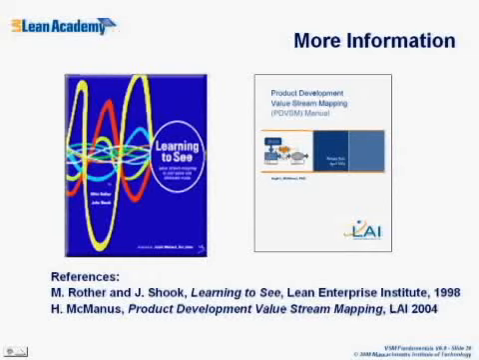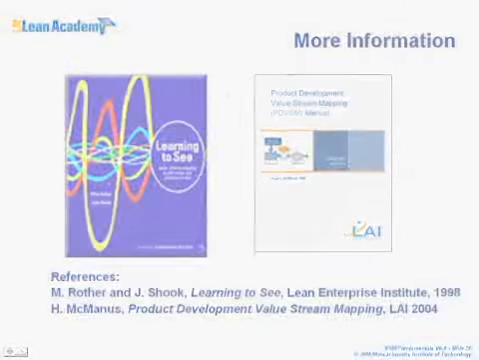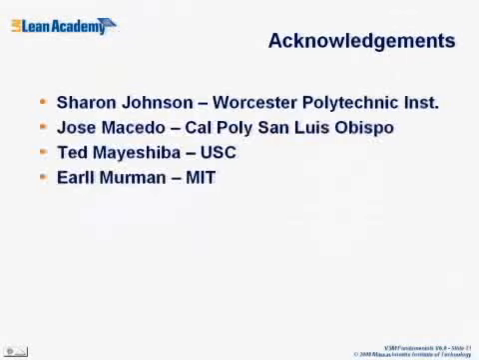Okay, if you want to get more information on this, there's a book called Learning to See that really lays this whole thing out. This is really for factory-type operations like we saw at New Balance. Hugh McManus has created a version of that for engineering, for what we call product development. Okay, so that's the value stream mapping module.